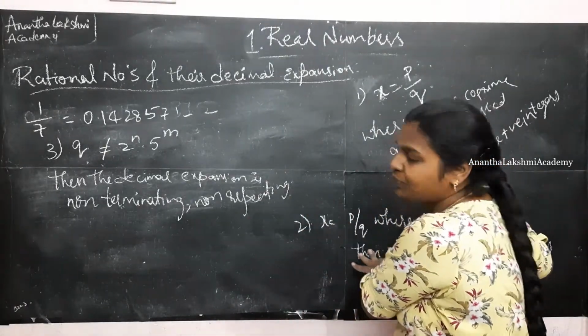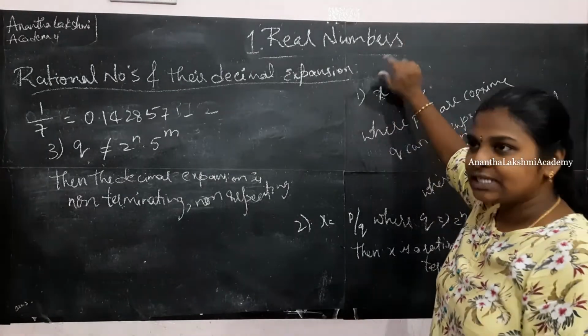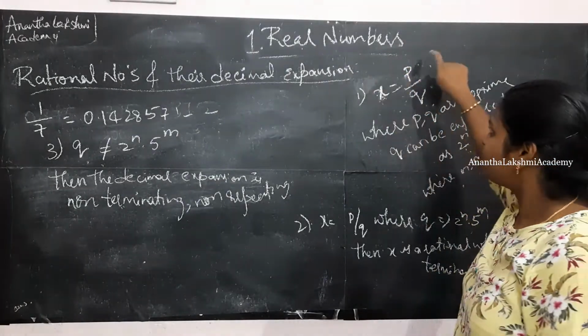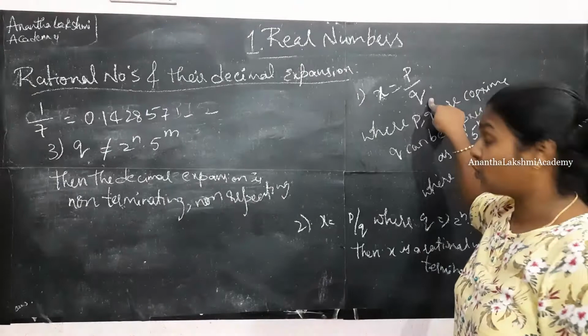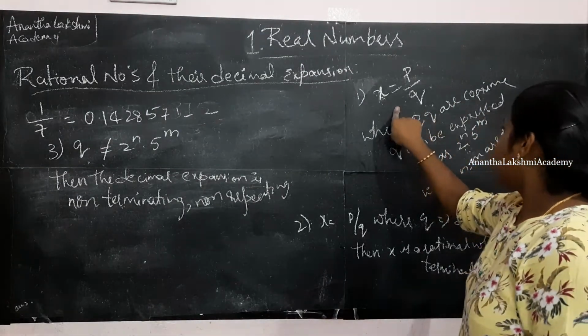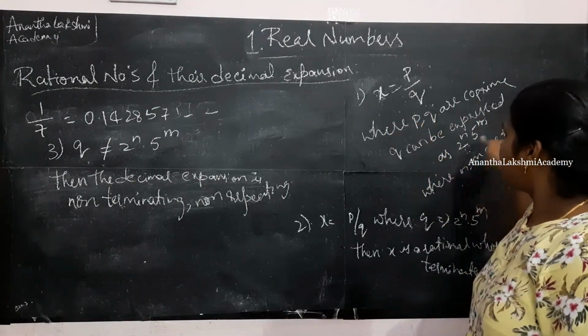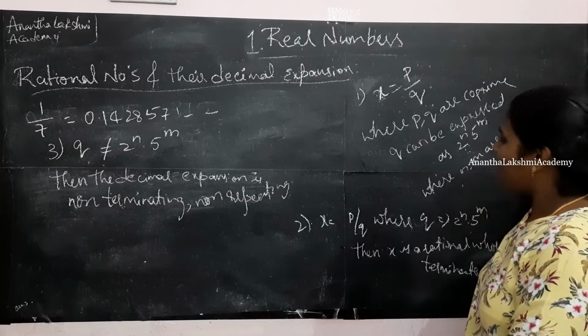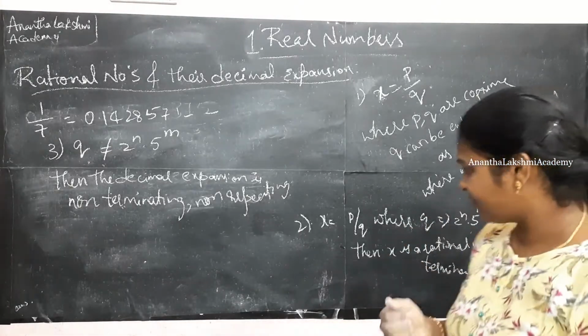Okay, first thing is, let x be a rational number of the form p by q, where p and q are co-primes. Then if x terminates, q can be expressed as 2 power n 5 power m, where n and m are non-negative integers. That is the first thing which we have learned.